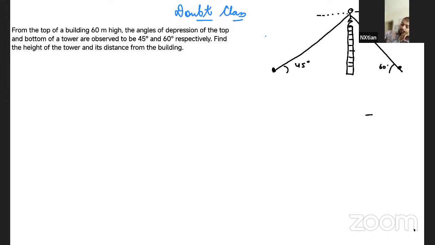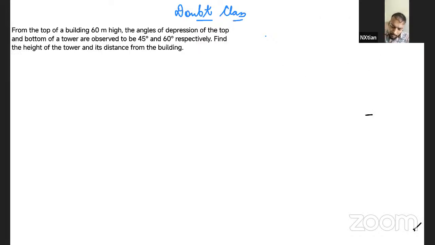Now, the building is how much high? This is 60-meter high. Now, what do we have to calculate? Okay, I wrote the wrong question for this. From the top of the building, 60 meters high.